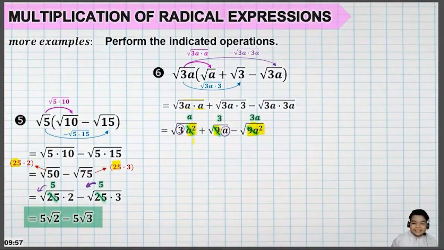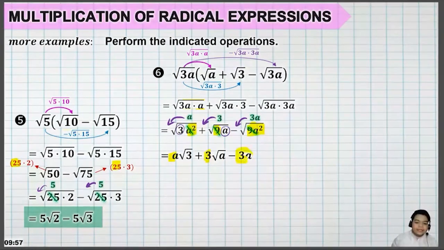So in this case, kung titignan nyo, matitira sa loob itong 3 tsaka yung a. So lalabas tong a dito. And dito naman yung 3 yung lalabas. Then dito, yung buong 3a yung lalabas. Therefore, walang matitira sa pinakadulo ng ating expression. So in this case, ito yung magiging itsura niya. Kung nakita nyo, nasa labas na si a tsaka itong 3. And then, ito wala na siyang radical sign dahil nakuha natin yung buong root niya.